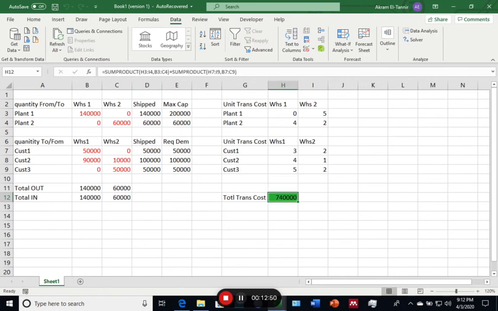The total cost, which is the minimum in this case, is 740,000. This will be it.